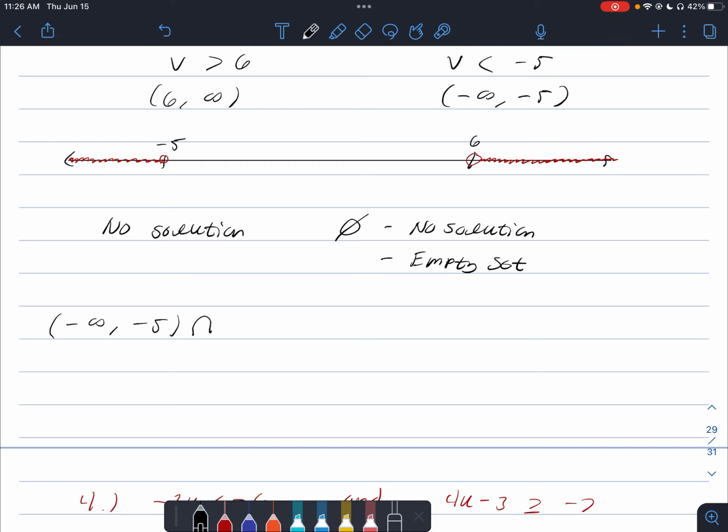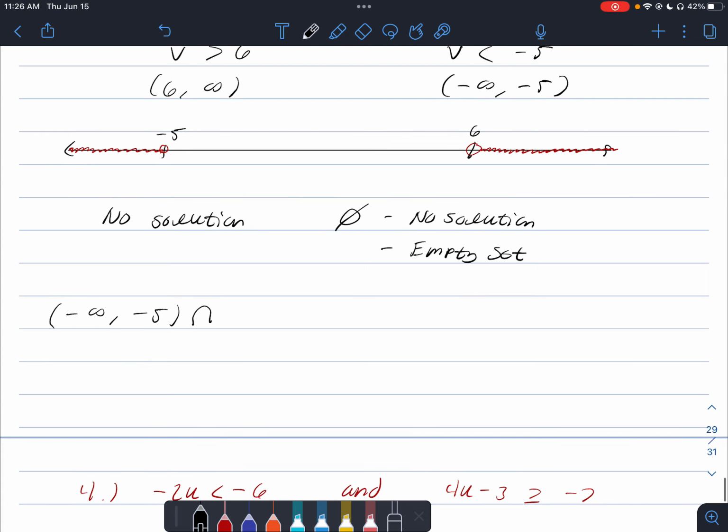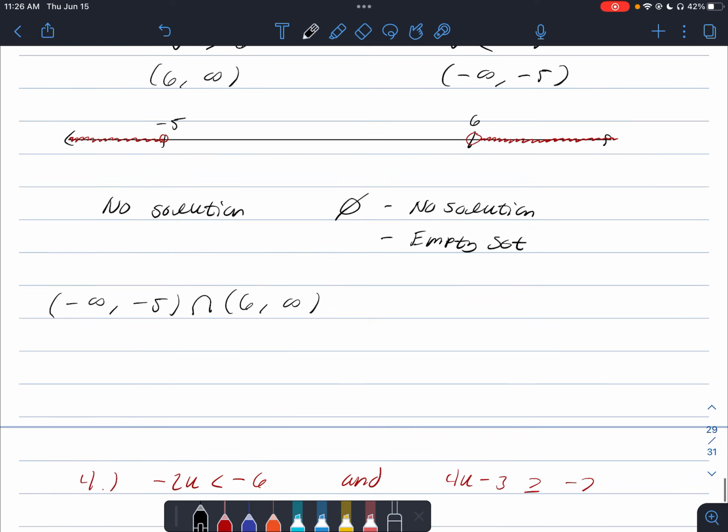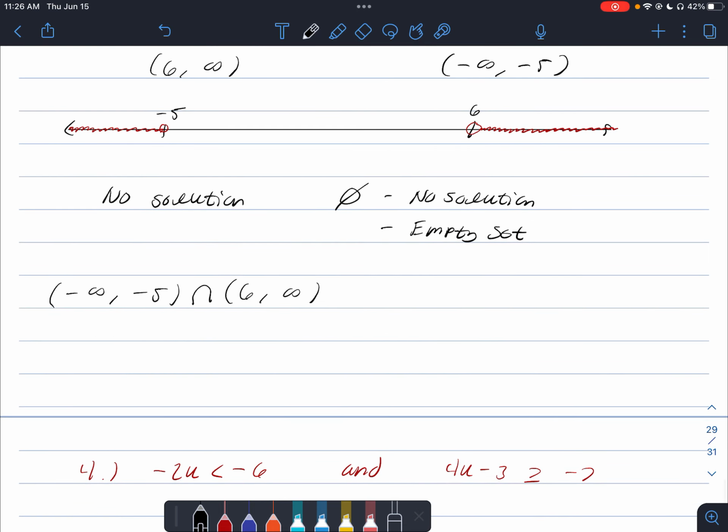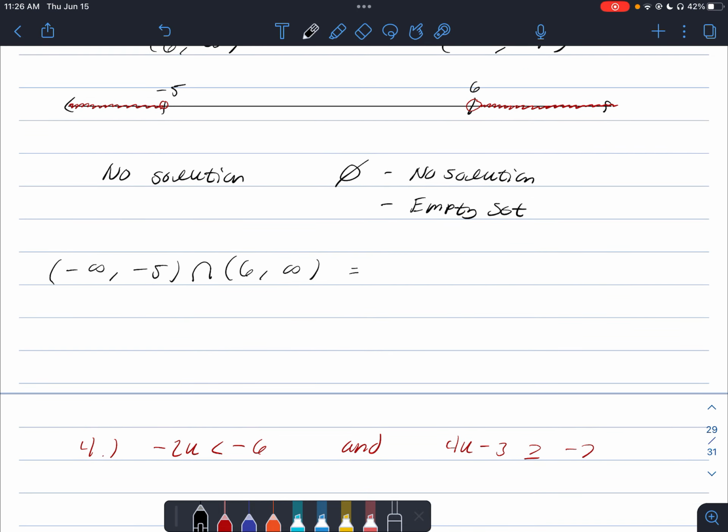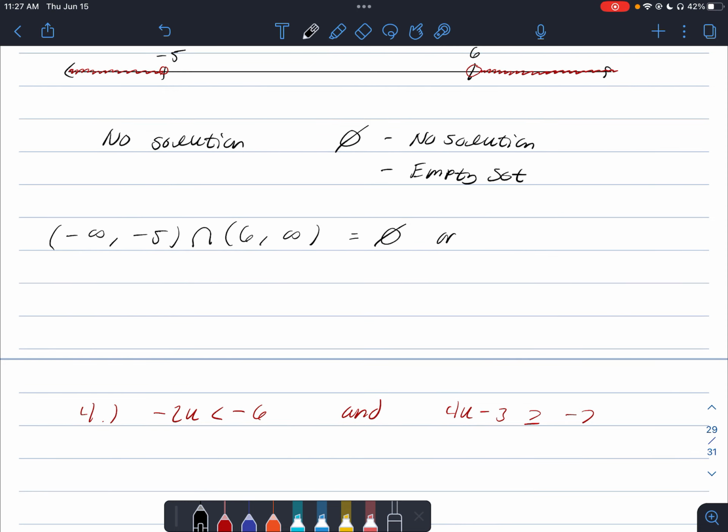and we do something called the intersection, and it's this big upside down U looking thing. So we have negative infinity to -5 intersected with 6 to infinity. And this symbol here means all values that are in both of these sets at the same time. But we've already shown via the number line here that there are none. Okay, there are no values that are in both of these at the same time. So we say no solution.